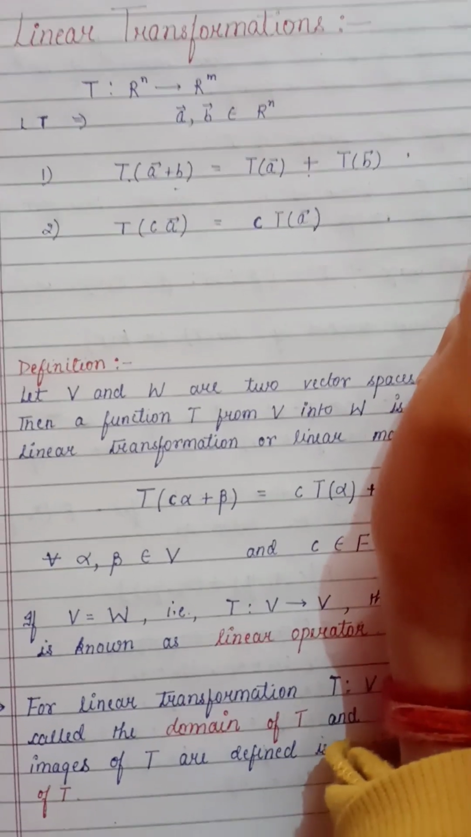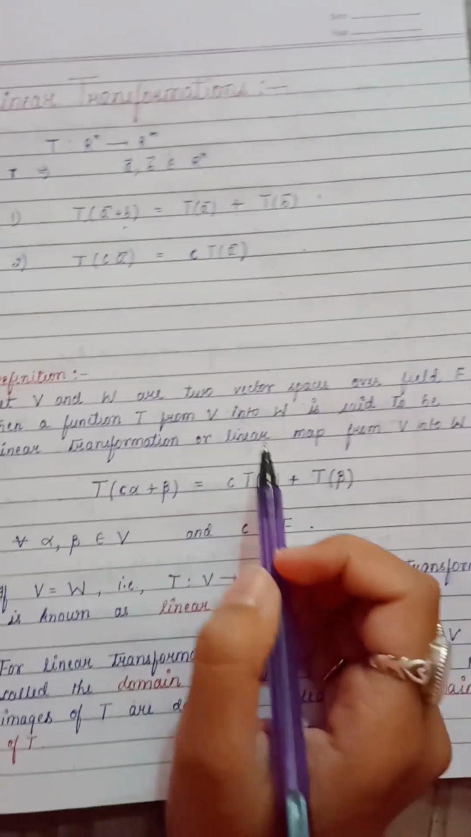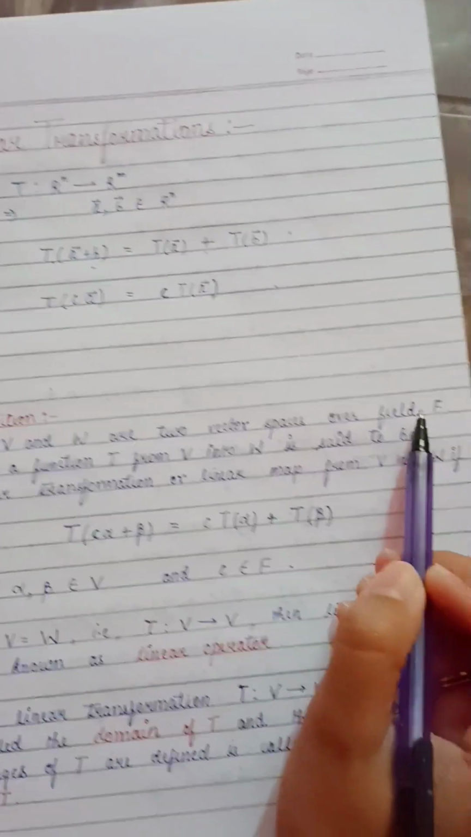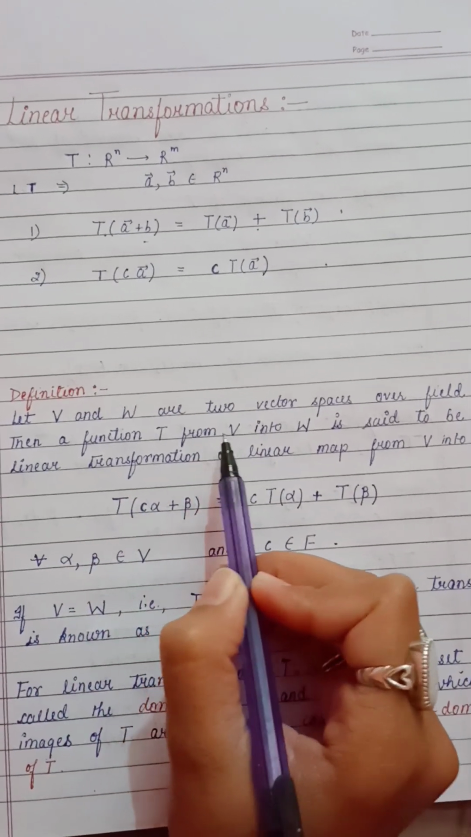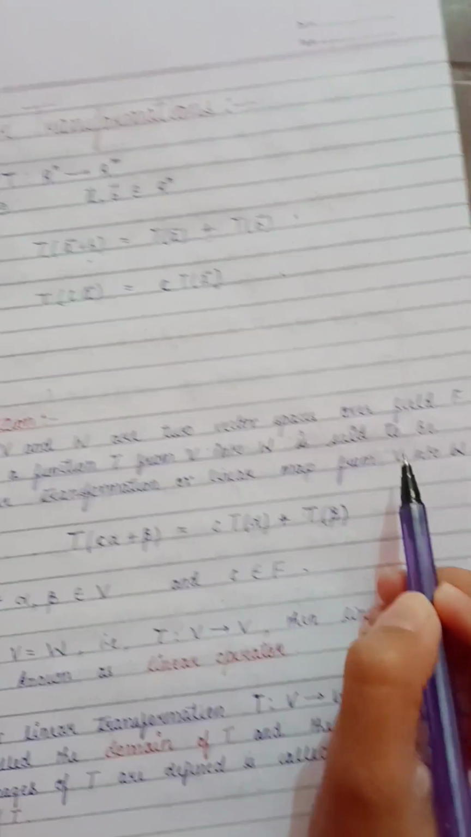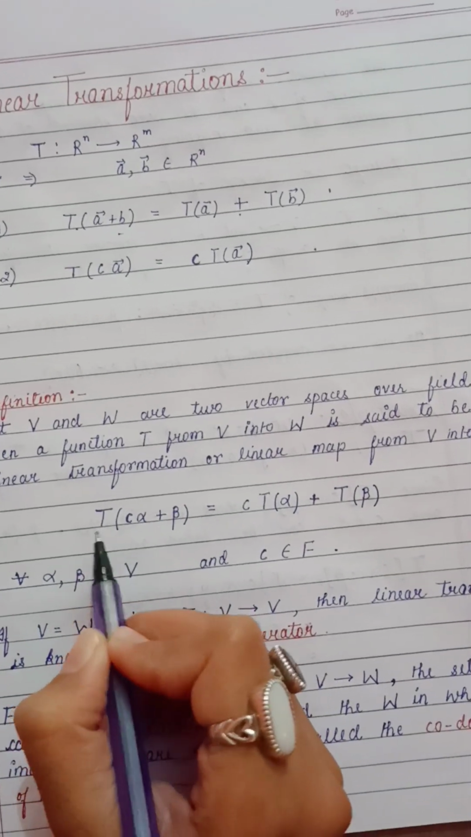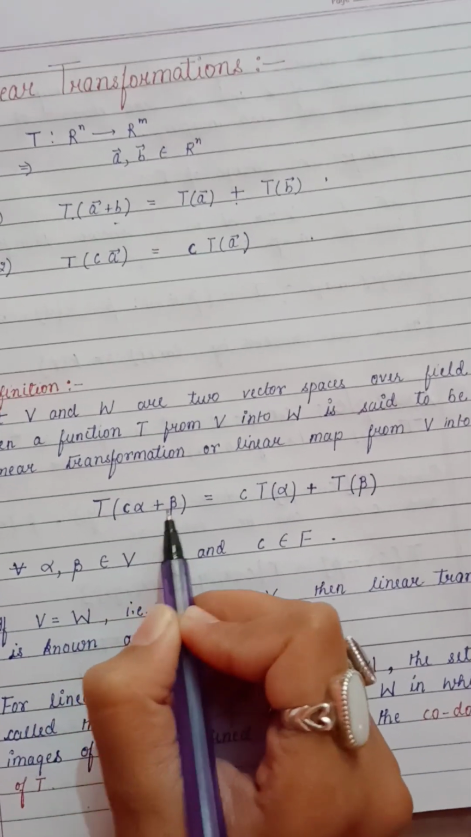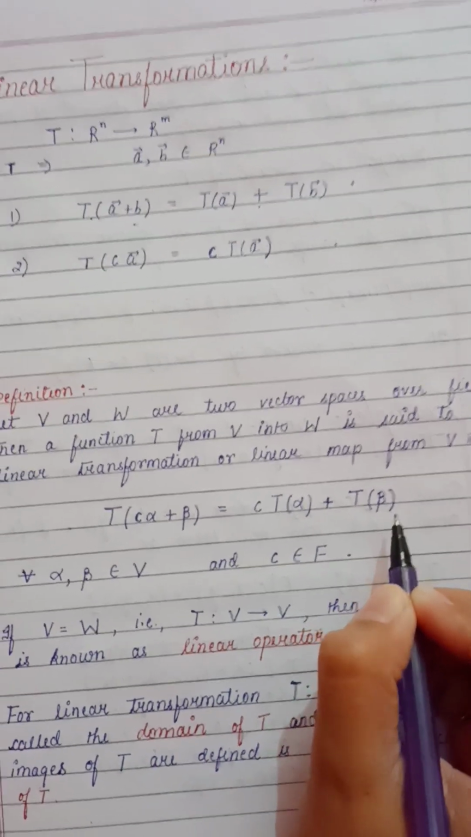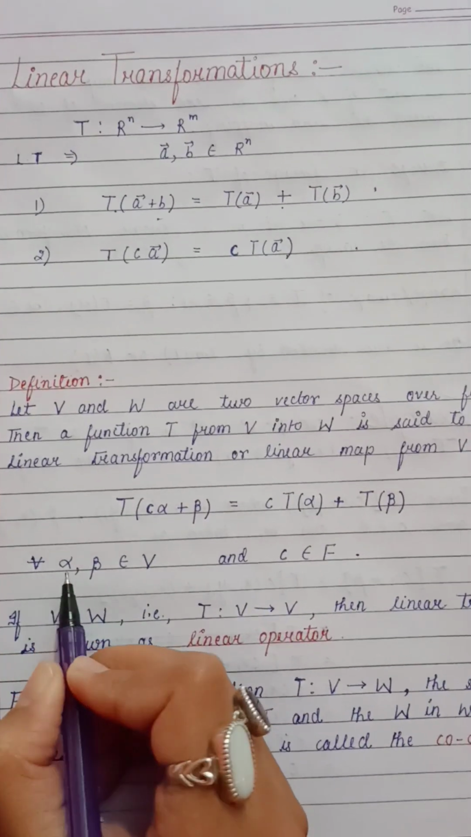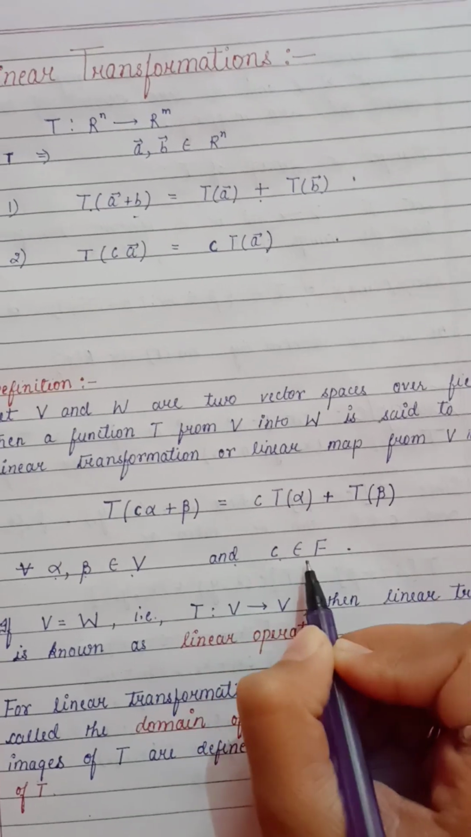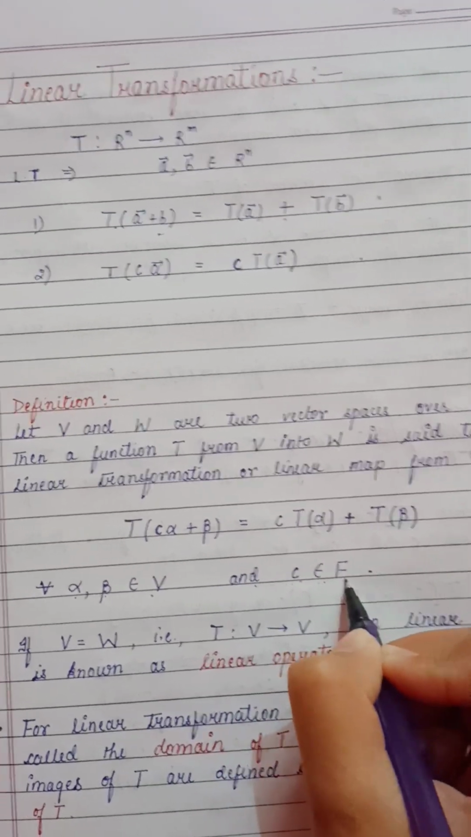Now let's look at the proper definition of the linear transformation. Let V and W be two vector spaces over the field F. Then a function T from V into W is said to be a linear transformation or linear map from V into W if T(C alpha plus beta) equals C times T(alpha) plus T(beta), for every alpha, beta belonging to V, and C is a scalar belonging to the field.